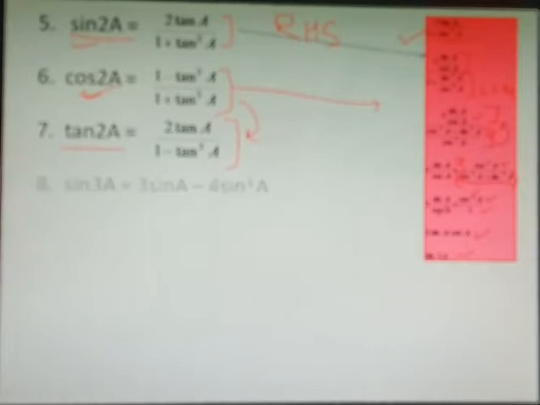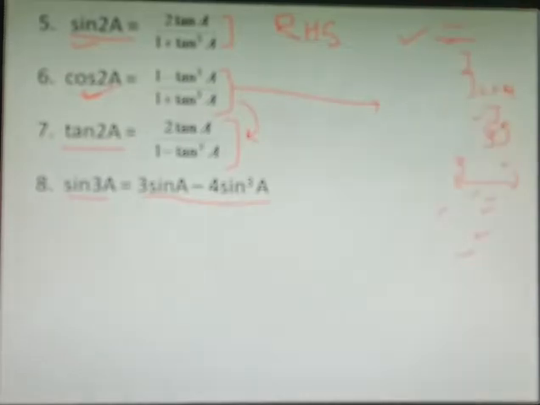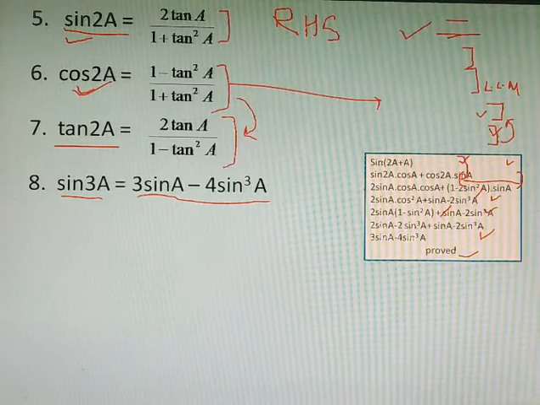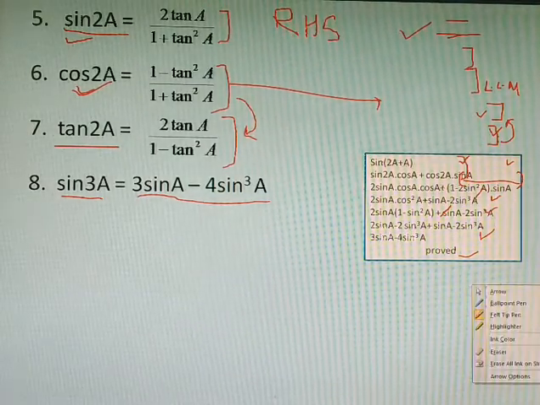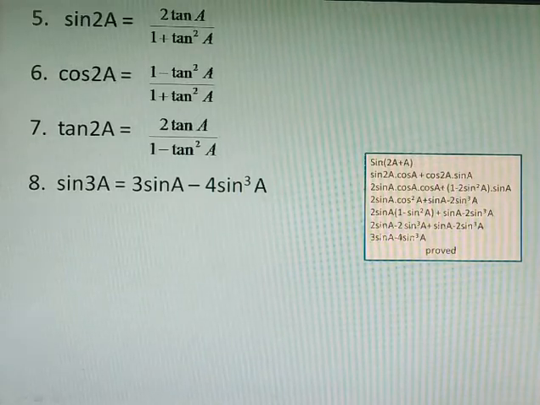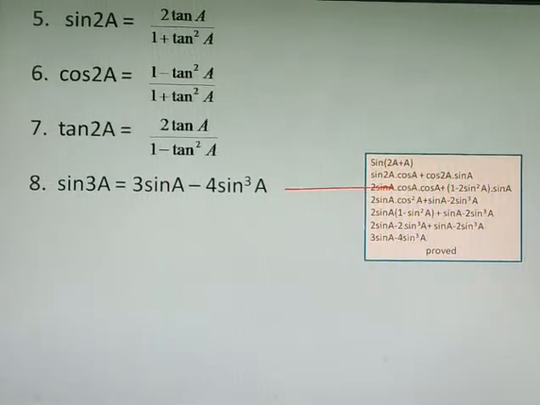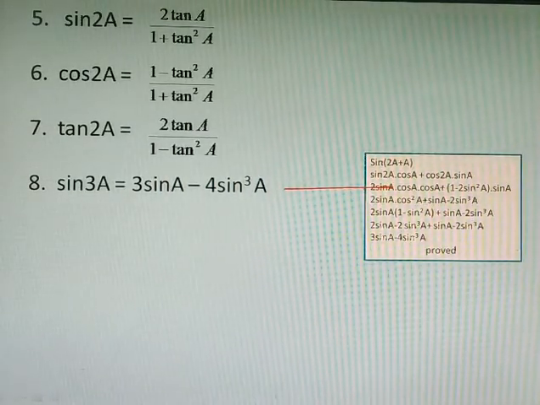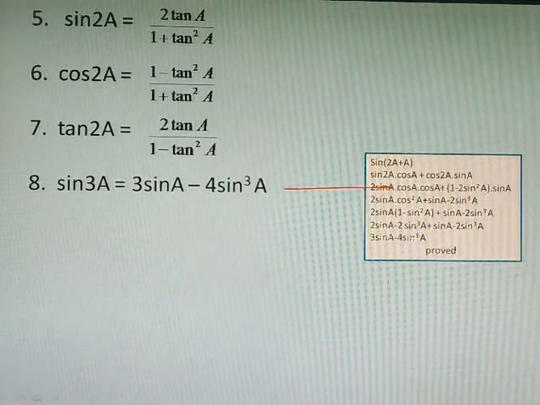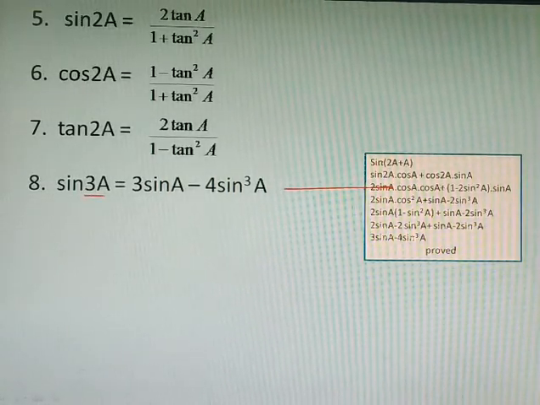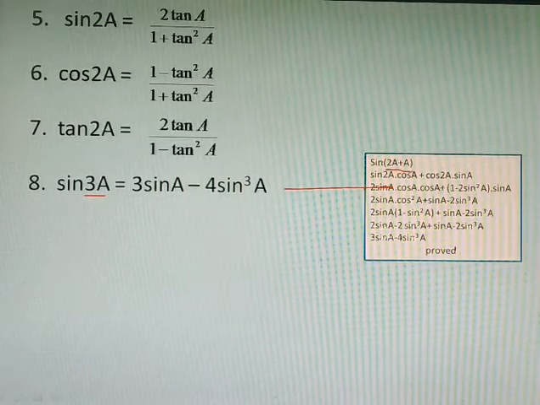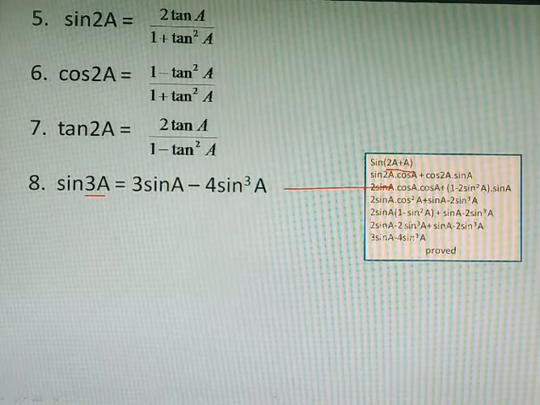Now formula number 8, and in formula number 8 we have sin 3a is equals to 3 sin a minus 4 sin cube a. Okay, let me give you the example for this. So you can see here for formula number 8, this 3a is written as 2a plus a. So we can break 3a as 2a plus a.